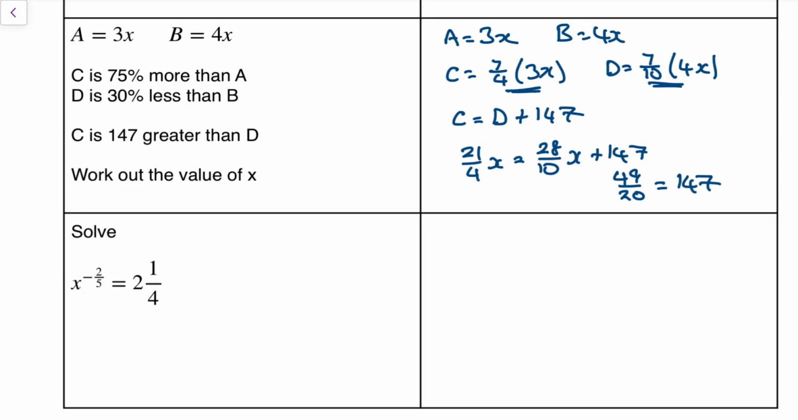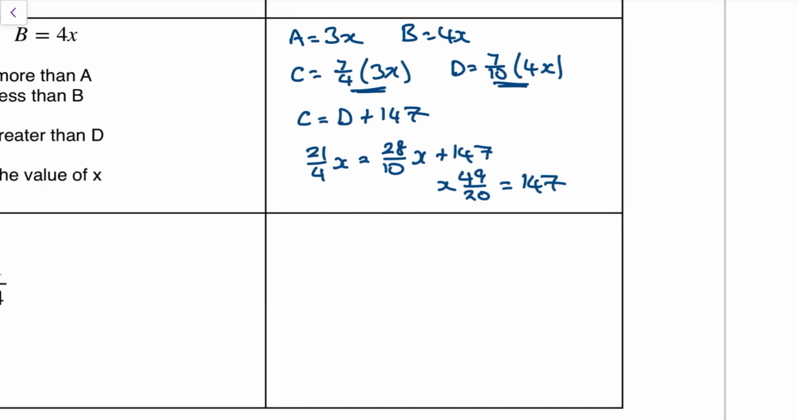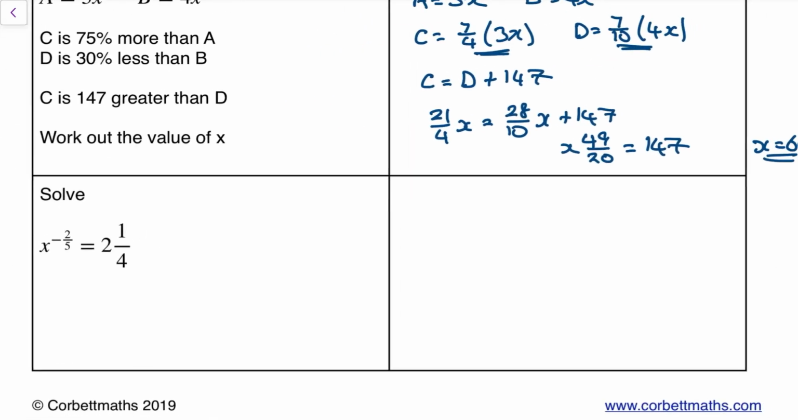Now, I know 147 divides exactly by 49, so I do feel a little bit better already, but either way, x is going to be equal to 147 times 20 divided by 49, which is going to be 60. So therefore, let's write it over here: x is equal to 60.